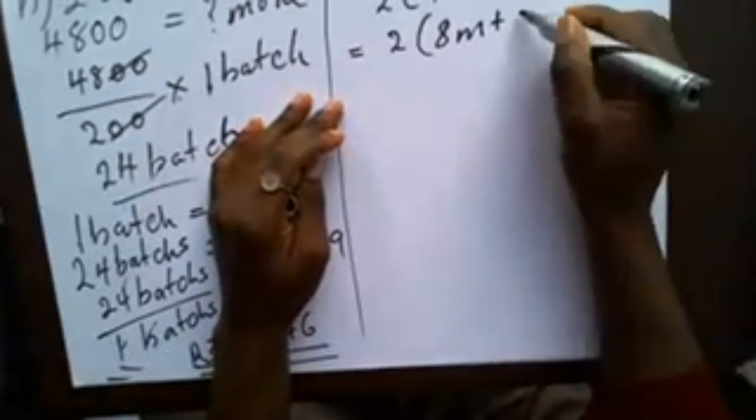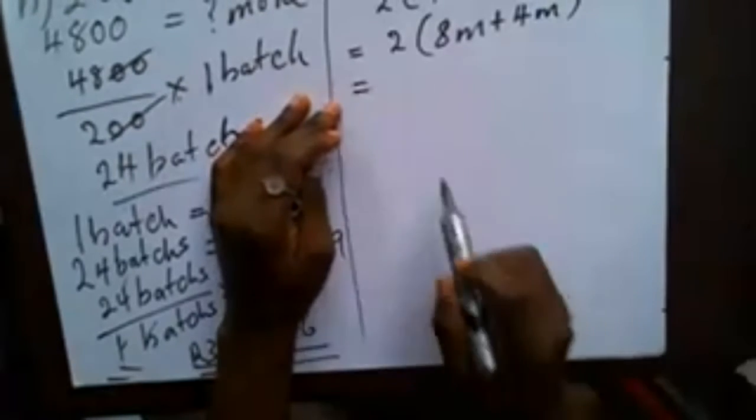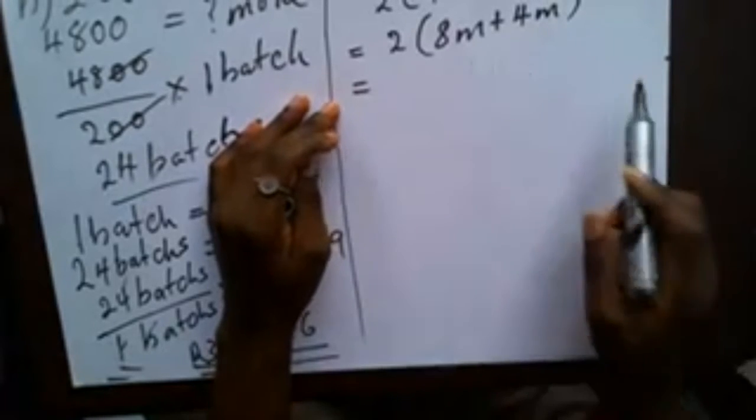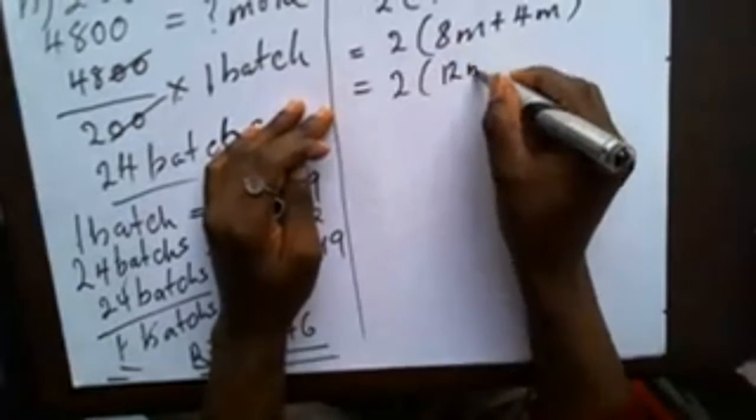What is the width? The width is 4 meters. Okay, so this is what we have. We have 8 meters plus 4 meters, which will give us what? 12 meters. So we're saying 12 meters inside.